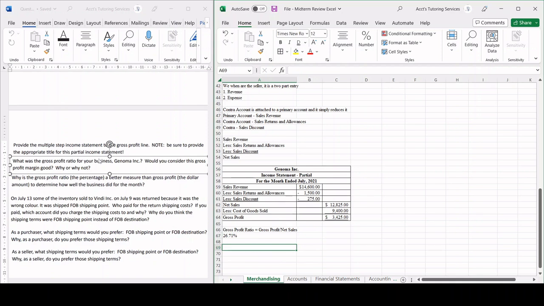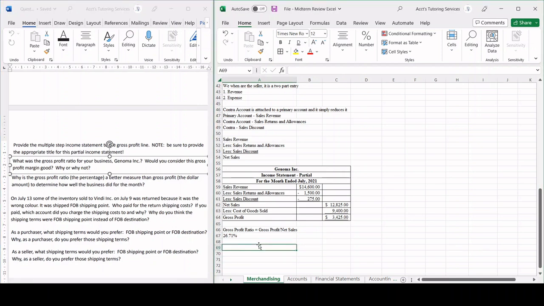Would you consider this gross profit margin good? Why or why not? That's hard to say because we have nothing to compare it to, because we have no benchmark. But 26.71% is fairly high, so I would say that's a good ratio. Why is the gross profit ratio, the percentage, a better measure than gross profit, the dollar amount, to determine how well the business did for the month?